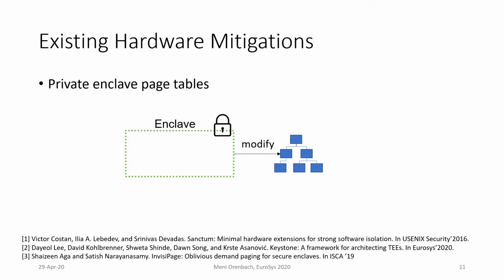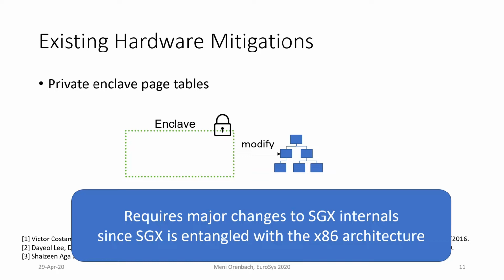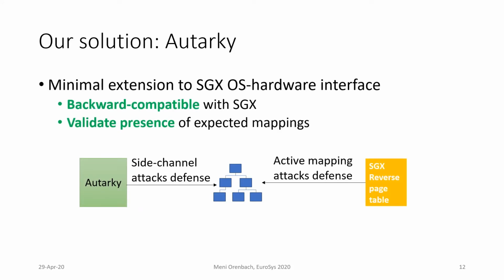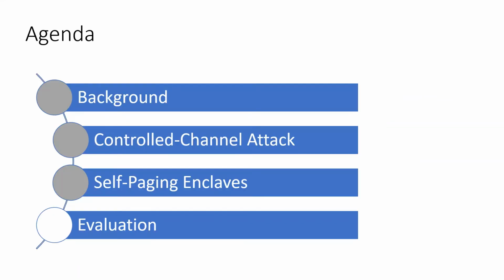On the other hand, hardware mitigations rely on private page tables that are maintained by the enclave instead of the OS. Since SGX is entangled with the x86 architecture, supporting private page tables will require major changes to the SGX internals. We propose a new approach with Autarky, a minimal hardware-software co-design that is backward compatible with SGX such that it allows demand paging and does not require major changes in its memory management, while also mitigating the attack by validating the presence of the expected mappings. This is achieved by using self-paging enclaves as discussed next.